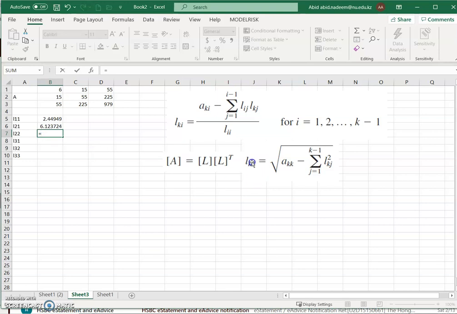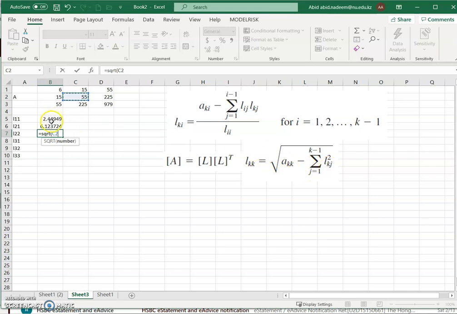Okay, so next is L22. L22 is equal to the square root of A22. A22 will be here, right? And then minus, what will be that? Because now k is equal to 2, so what is this value? Now j is equal to 1 to 1, so there will be only one term, and that one term will be Lkj. Lkj will be L21, because k is equal to 2 over here.